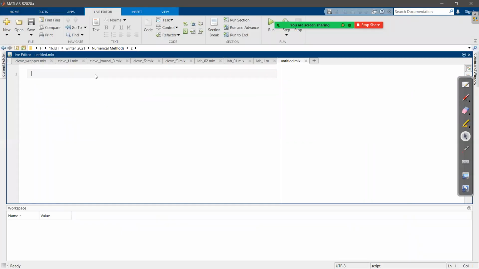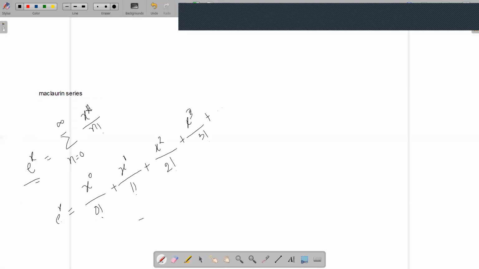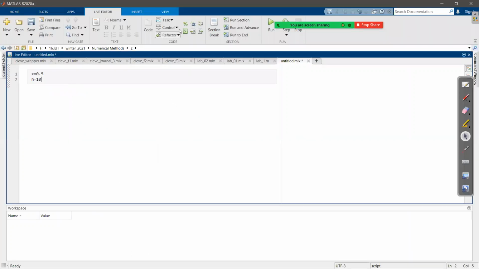First, say for example, e to the power x, I assume my x as 0.5 for our calculation. And the n value, let's take it as 10. So I will calculate up to 10, where x to the power n, I assume n is equal to 10. Can you see this screen, the MATLAB? Yes, sir. Okay.